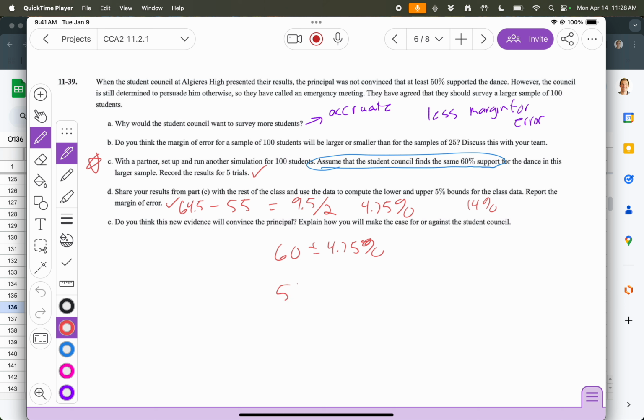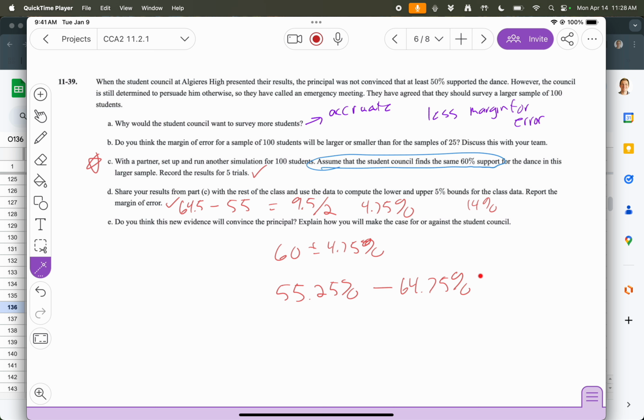So what that means is that my true average is going to be somewhere between 55.25% and 64.75%. So now, do we think that the principal will be convinced? Absolutely, he should, because even at its worst possible outcome, which is still likely, I'm well above 50%. So yes, the principal should absolutely be convinced with this larger sample.